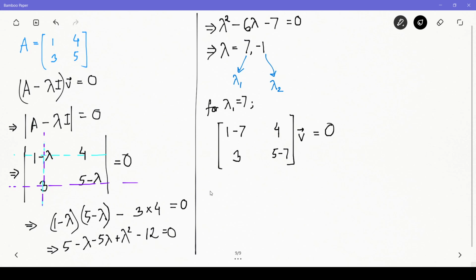Fine. So how do we solve this thing over here? Let me simplify it a bit more. So 1 minus 7 is minus 6, of course.